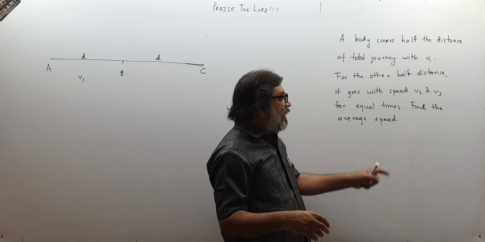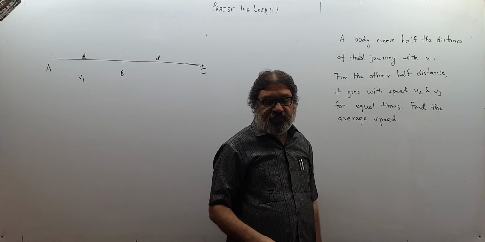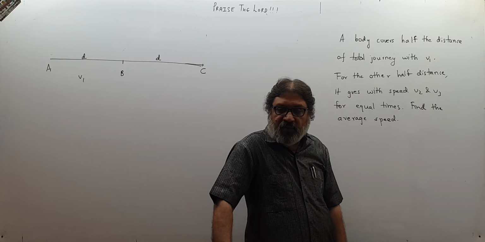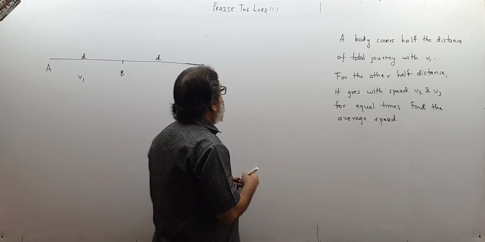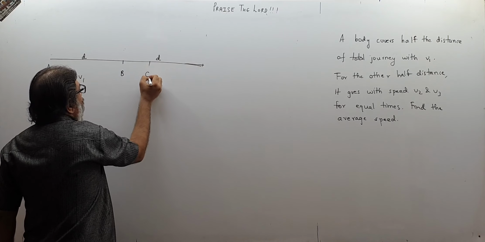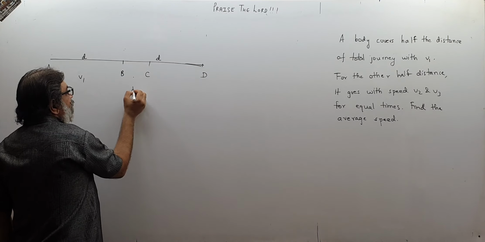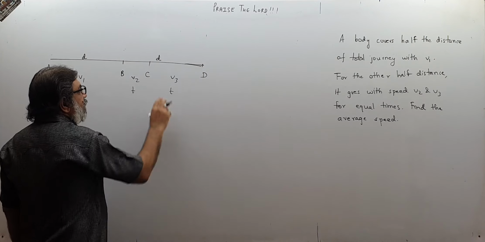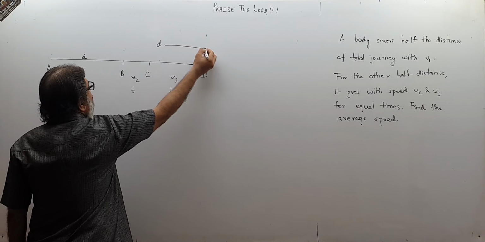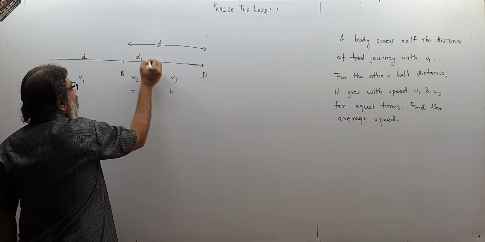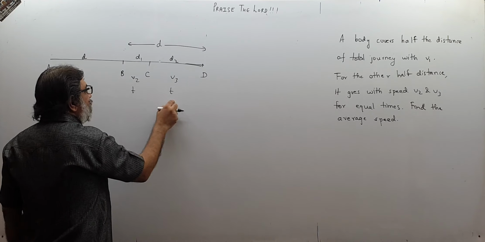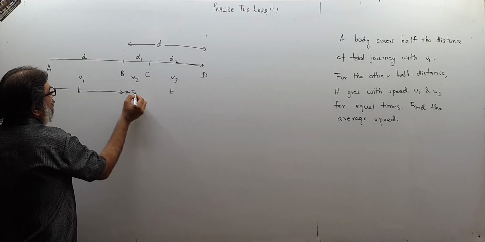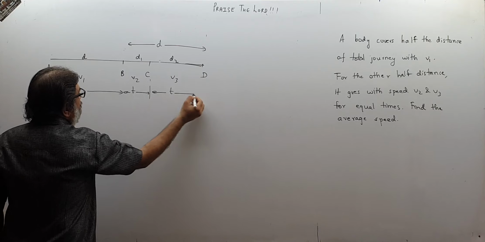Times are equal. It went with speed v2, v3 for equal times. So t time speed v2, t time speed v3. So distance won't be equal. Supposedly this point is called C and this is D. Here was the time t, here also time t, here speed v2 and here speed v3. Distance will be different. Let me call these distances d1 and d2. Distance will be different but time is the same. And supposing here time is t from A to B, we think like this. Okay, this is t and this is also t.